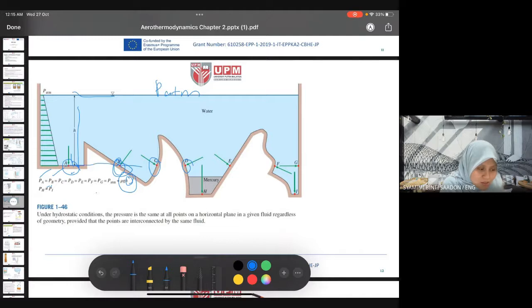So as long as we have the same level of h, even though the surface is different, the pressure at those points A, B, C, D, etc. is the same, because the level of h, the gauge pressure, is the same.